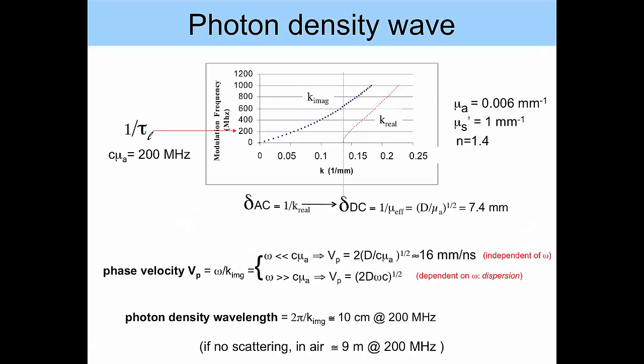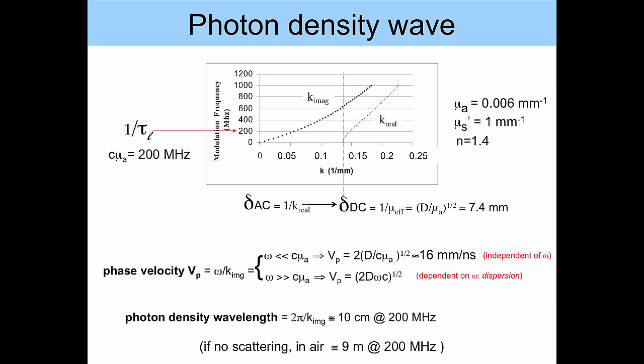So we can go a step further, and just like any wave, we can look at the dispersion relations of this particular type of wave, a damped photon density wave. And that's how we can gain a better understanding of the type of instrumentation that we need to use in order to be able to quantitatively separate absorption from scattering and characterize a tissue. So this is an example of dispersion of a photon density wave in a tissue. I just have a simulation for these optical properties: low absorption, typical scattering that we might encounter in a tissue, 1 per millimeter, refractive index of 1.4.